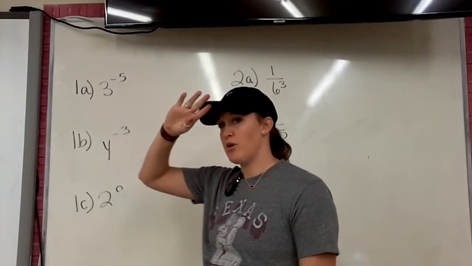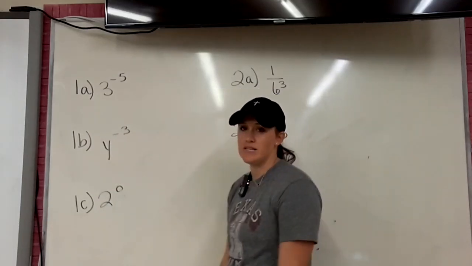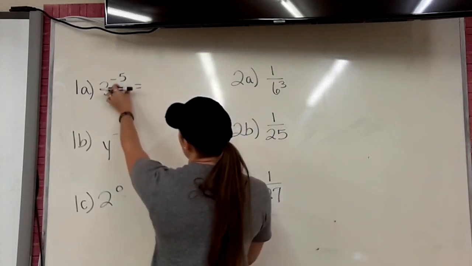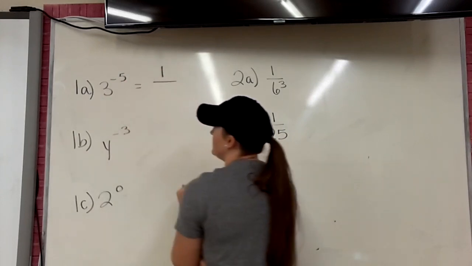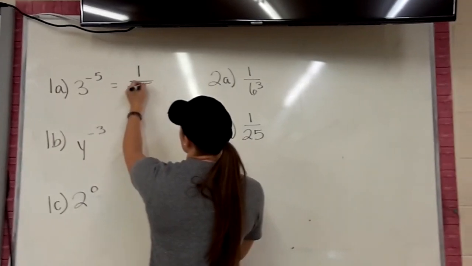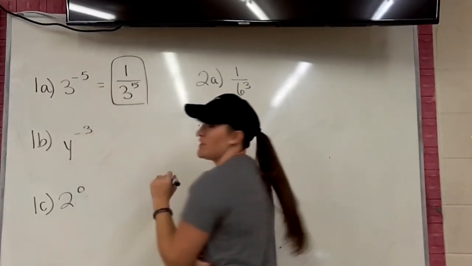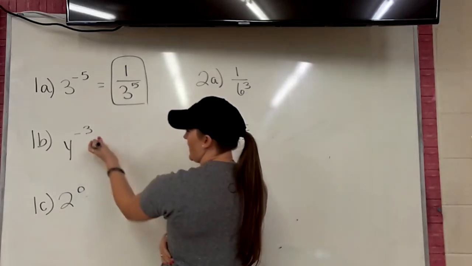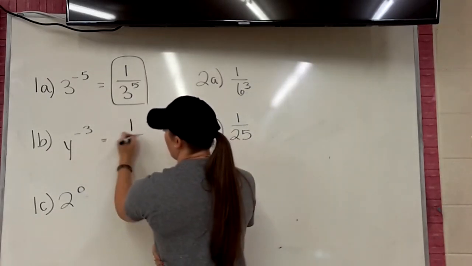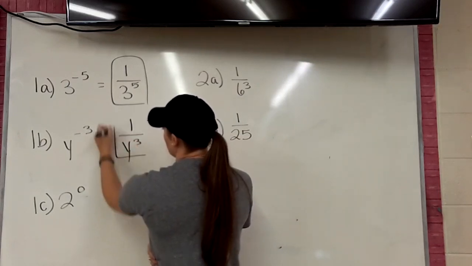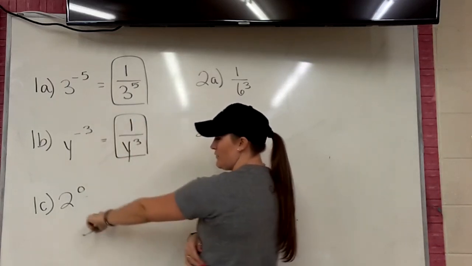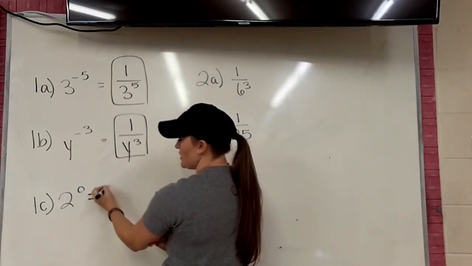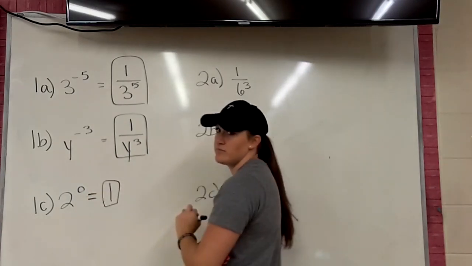Now we're going to look at all these problems. On 1A, we have 3 to the negative fifth power. We're writing it with a positive exponent. So since it's negative, that means it's going to go under 1 on a fraction, 3 to the fifth power. We're not solving anything, we just leave it: 1 over 3 to the fifth power. 1B is y to the negative third, so that would become 1 over y to the third power. And then C, remember anything to the 0 power means that number is there 0 times. So it just comes out to 1.